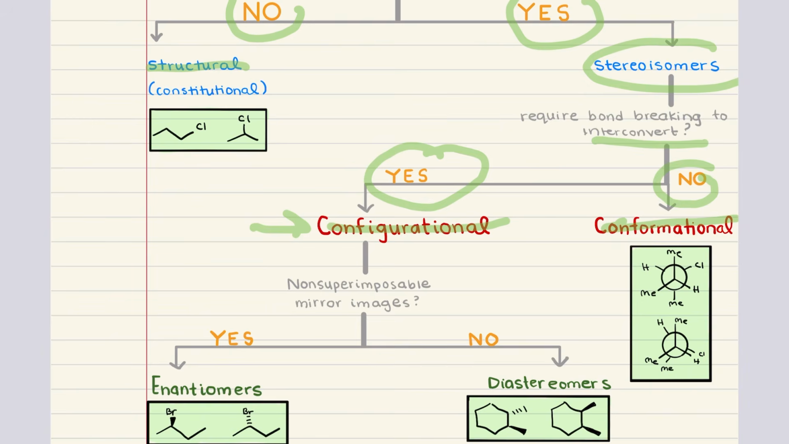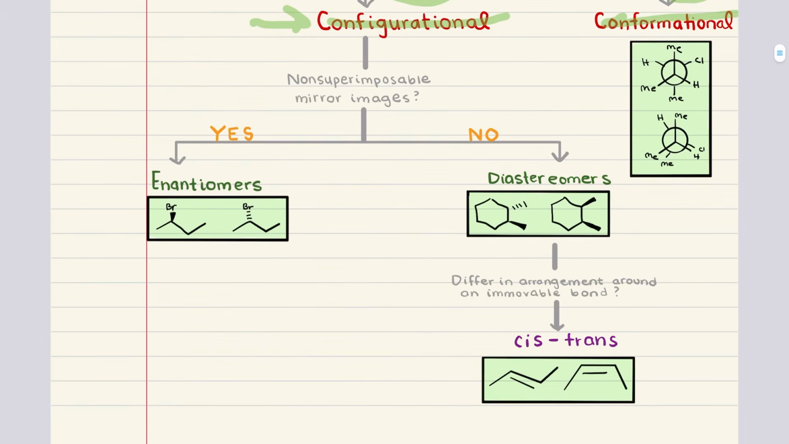The next important question to ask is, are these isomers non-superimposable mirror images of each other? If the answer is yes, then we're looking at enantiomers, which are a type of stereoisomer that are chiral and mirror images of one another. If the answer is no, meaning that the isomers are not mirror images, then we're dealing with diastereomers. These are also stereoisomers, but they differ in spatial arrangement without being related as mirror images.